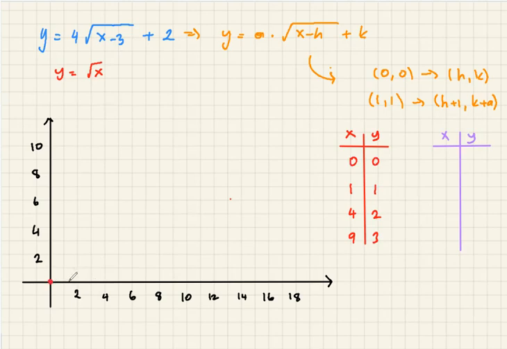So that will be 0, 0. And then 1, comma 1. And then we have 4, comma 2, which will be somewhere right there. And 9, 3, which should be something right there. So with your best ability, you can connect those points to make a nice curve. It's not perfect, but it's okay. This is y equals square root of x, which is our parent function of the square root.